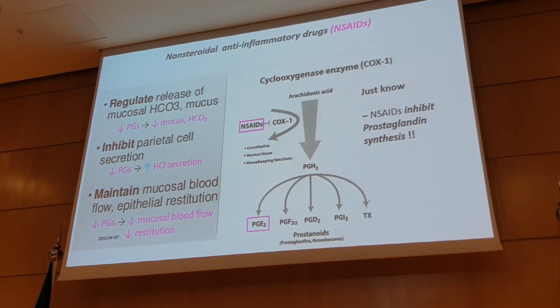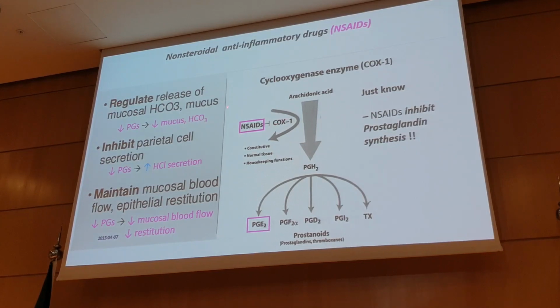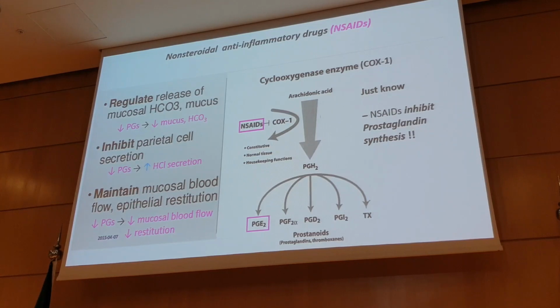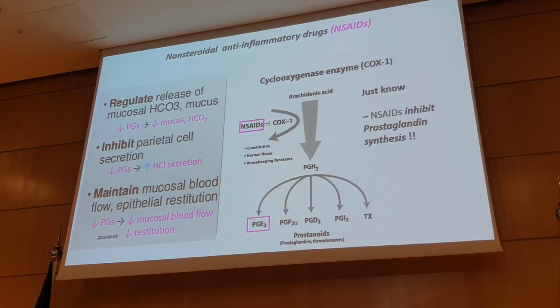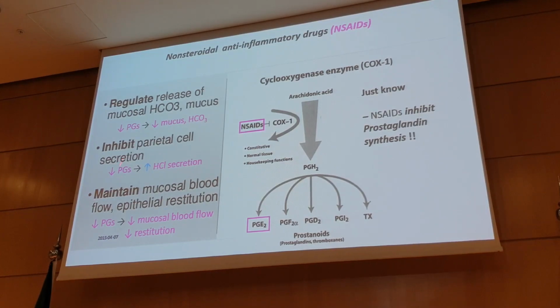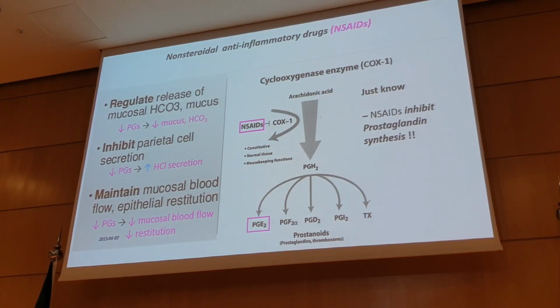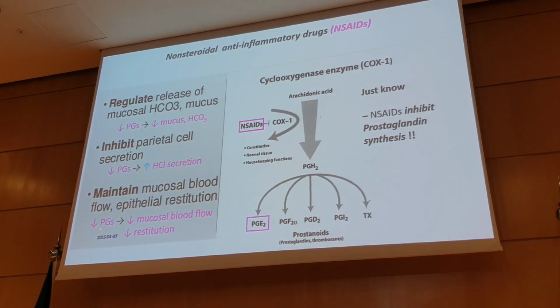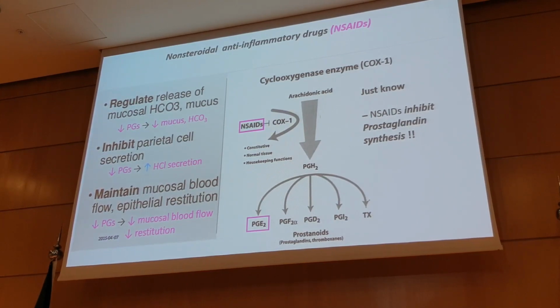At any rate, now that you have NSAIDs on board, guess what? You don't have prostaglandins, right? It doesn't take a rocket scientist to figure out what's going to happen. Now you lower your prostaglandin, decrease mucus and bicarb. Right? It was putting them up, it was helping. Decrease prostaglandin, acid secretion goes up. You remove just the opposite of what we had before. Decrease prostaglandin, blood flow goes down.